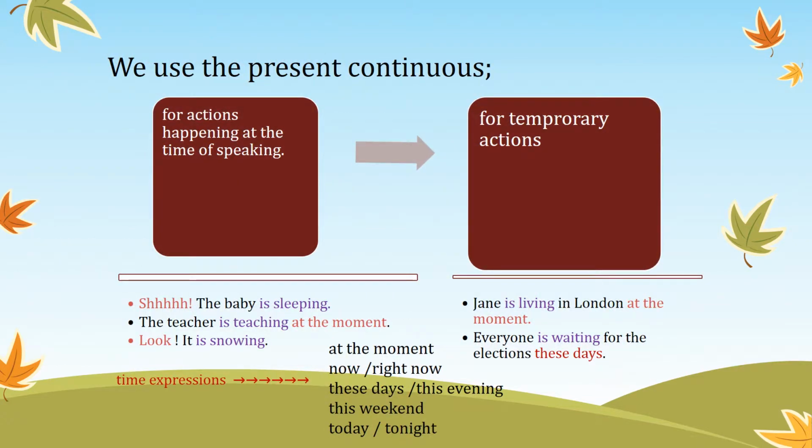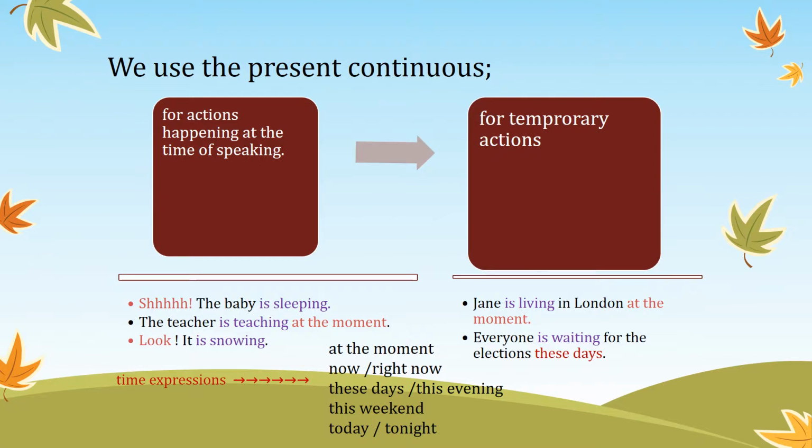Okay, now it's time to talk about present continuous tense. Present continuous tense is used for actions happening at the time of speaking. For example, shh, the baby is sleeping. The teacher is teaching at the moment. Look, it's snowing. Also, the present continuous is used for temporary actions. Jane is living in London at the moment, or everyone is waiting for the elections these days.